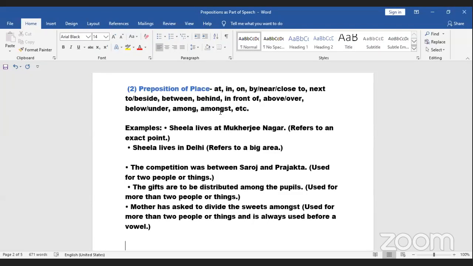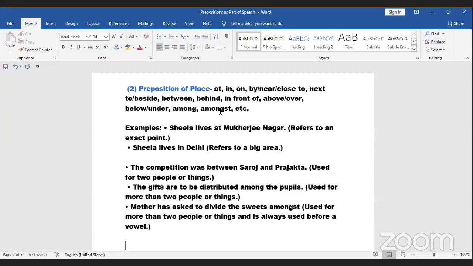So when someone asks you, okay, where do you live? You will say, I live at your residential area name, right? At this place. Okay, your colony name or your residential name. I live at. So that's like an exact point, a relatively smaller place, right? But when you say, I live in Aundh, I use in. Why?